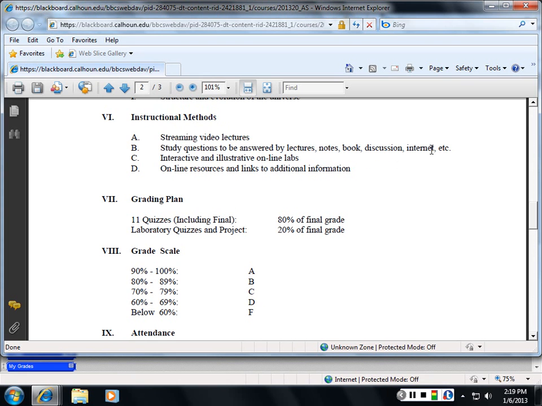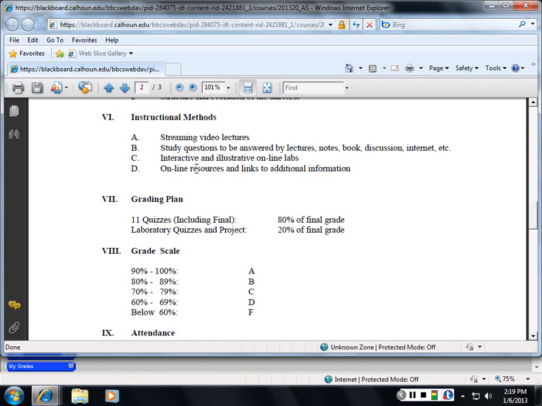Or use the internet. You can use a Google search or Bing or Yahoo search engine to find answers to some of the tougher questions. But that is your main goal in this course, is to find the answers to these study questions. And that's what will be your study time.